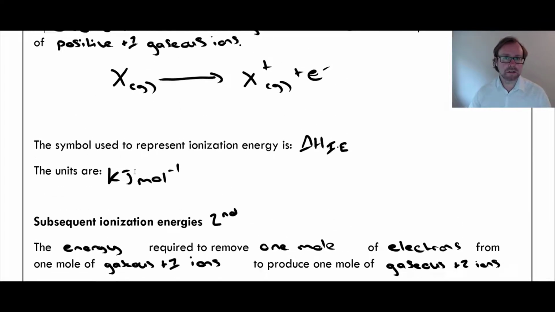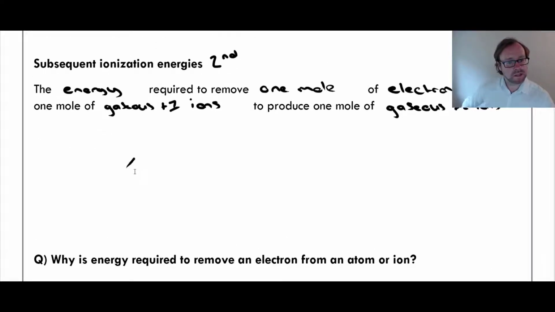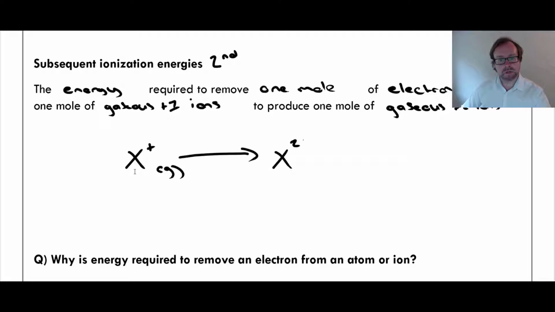So the only difference between our first ionization energy and our second ionization energy is that we are starting with positive 1 ions. We're going to gaseous positive 2 ions by removing again 1 mole of electrons.